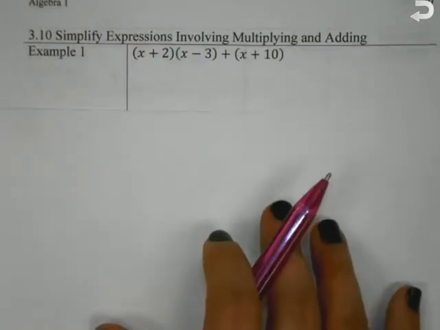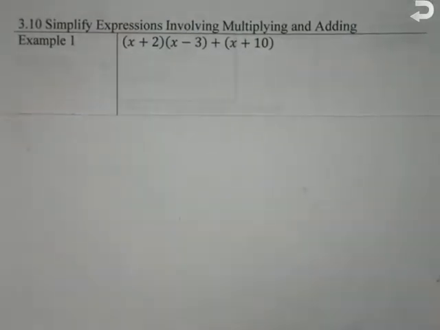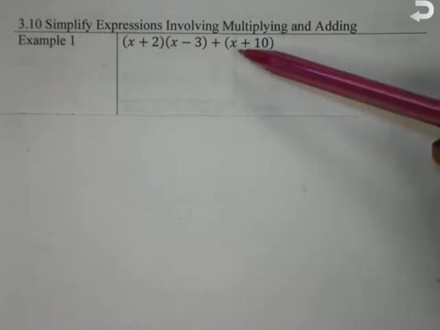So, we are taking everything we've learned and combining them all into single problems. For 3.10, our last lesson of the unit, we're going to have to multiply binomials and then add and combine like terms. So, example 1: x plus 2 times x minus 3 plus x plus 10.